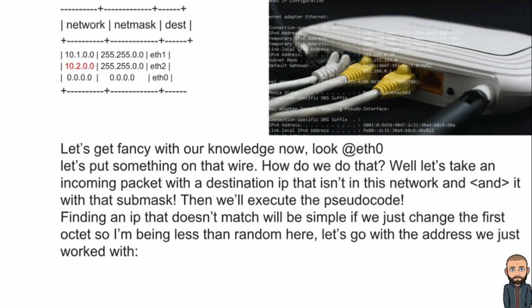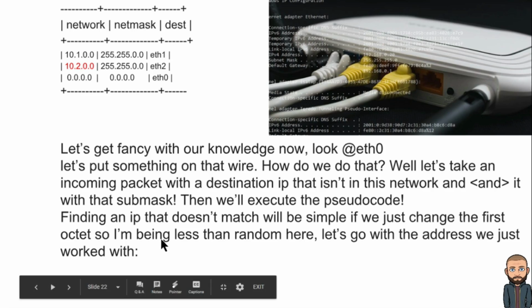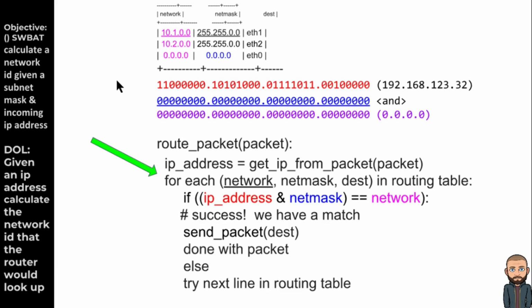So let's put something on the wire. How do we do that? Well, let's take an incoming packet with a destination IP that isn't in this network. We're going to AND it with the subnet mask, and then we'll execute the code. Well, I might be a little confusing right here because when you're doing the AND operator there, the code is doing that. And in my example I'm about to show you, I was being less than random here because I'm going to go ahead and just flip one of the bits. That way we're working with numbers you're already familiar with.